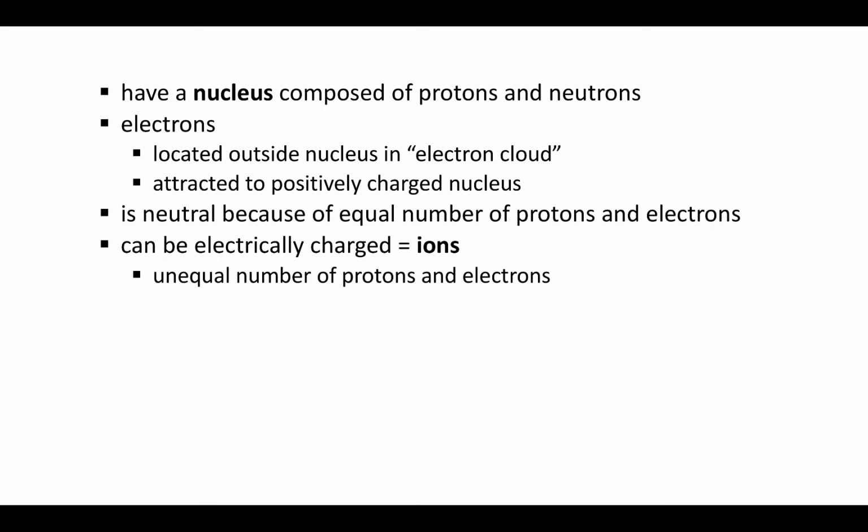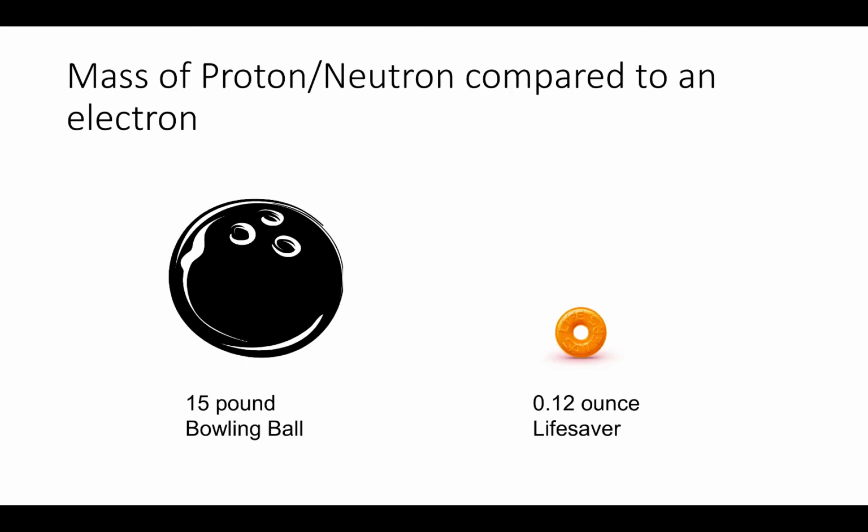Okay, so next we're going to look at the relative size of protons and neutrons versus your electrons. This is kind of a good example to use in terms of mass, the mass of the proton or neutron. Protons and neutrons are about the same size, and we're going to compare it against the electron. So relative to one another, you can think of the size of the electron as about the size of a lifesaver versus the proton or neutron at about the size of a 15-pound bowling ball. Okay, so an electron is about 1/2000th the mass of a proton. Okay, so large difference in size, clearly.